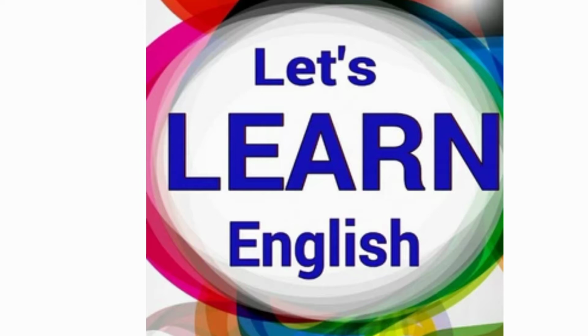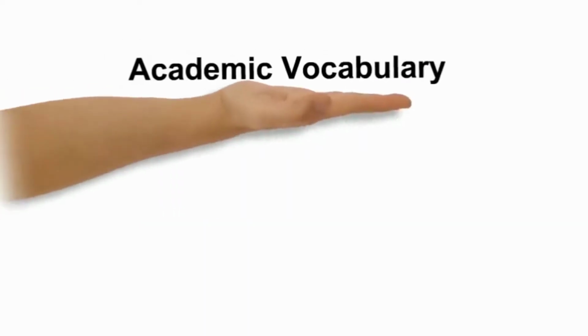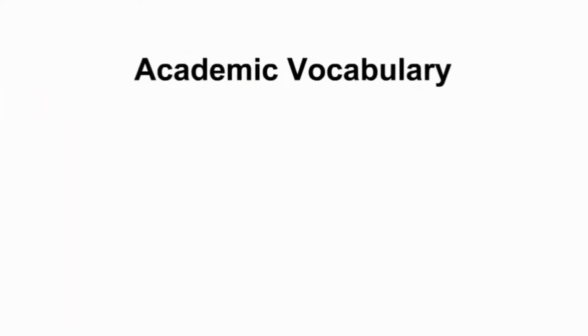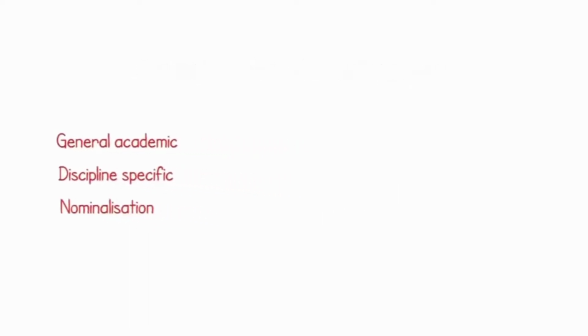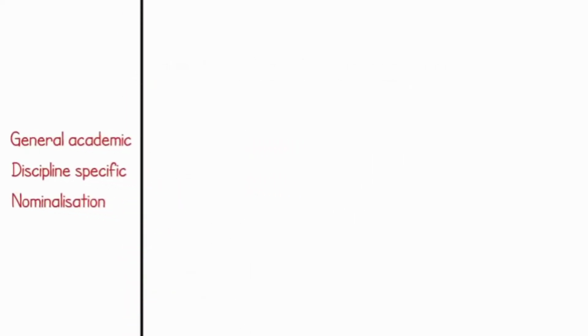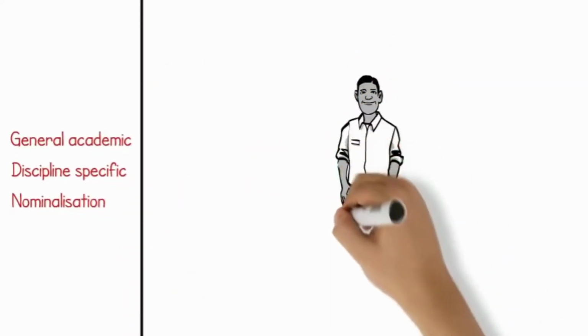In this video, we will introduce you to three important aspects of academic vocabulary: general academic vocabulary, discipline-specific words and phrases, and nominalization. Before looking at this video, you might like to watch the video on vocabulary in the essential grammar section. You probably already know most of the words that you need to get by in everyday English.